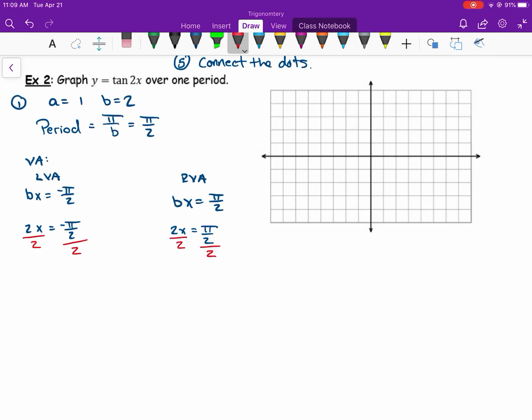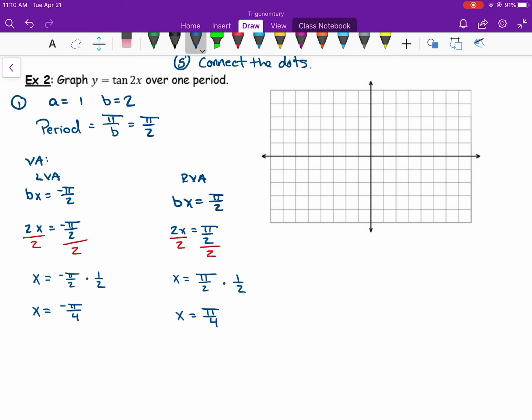Alright, we can't divide that, so what we have to do is flip the 2 and multiply by its reciprocal. So we'll get x equals negative pi over 2. Reciprocal of 2 is 1/2. So x is going to be negative pi over 4. Same thing on the right hand side. We have pi over 2 times 1/2. So x equals pi over 4.